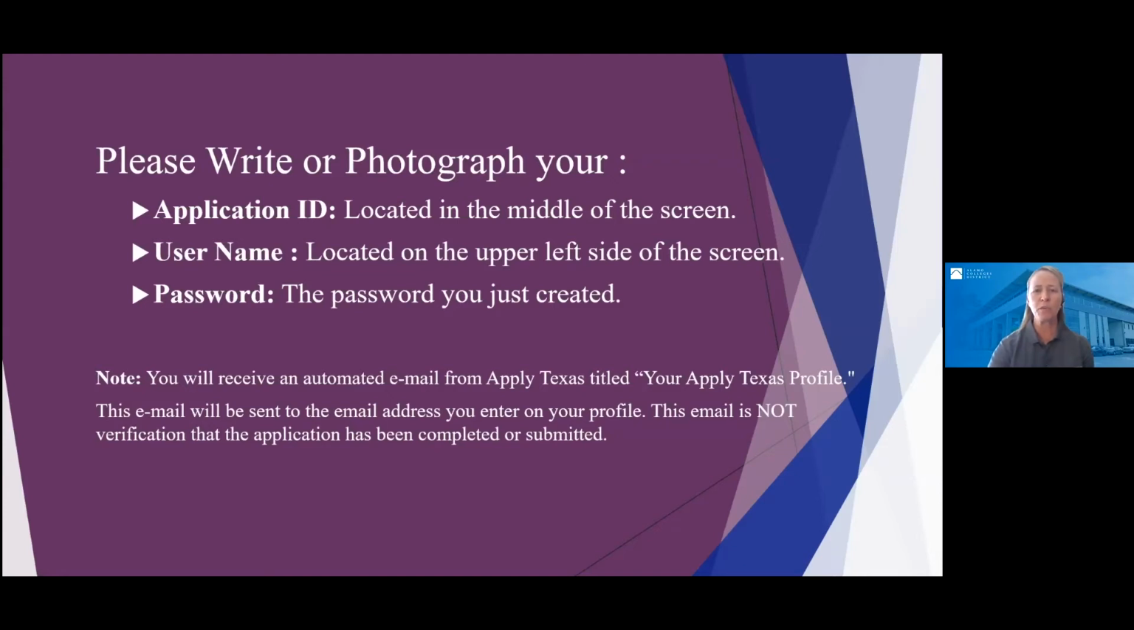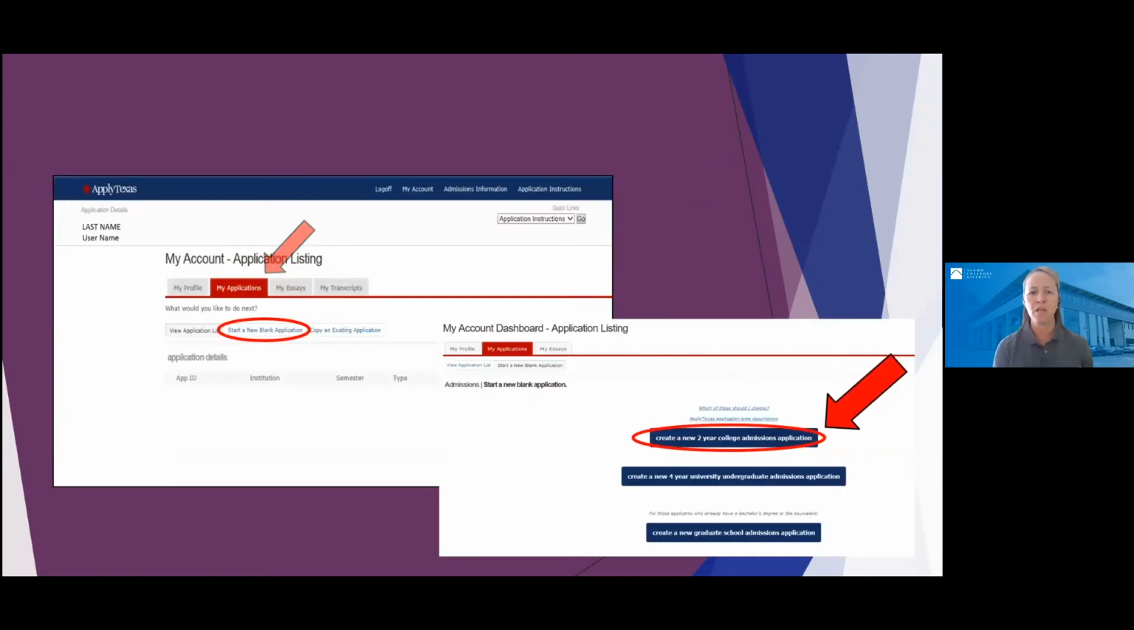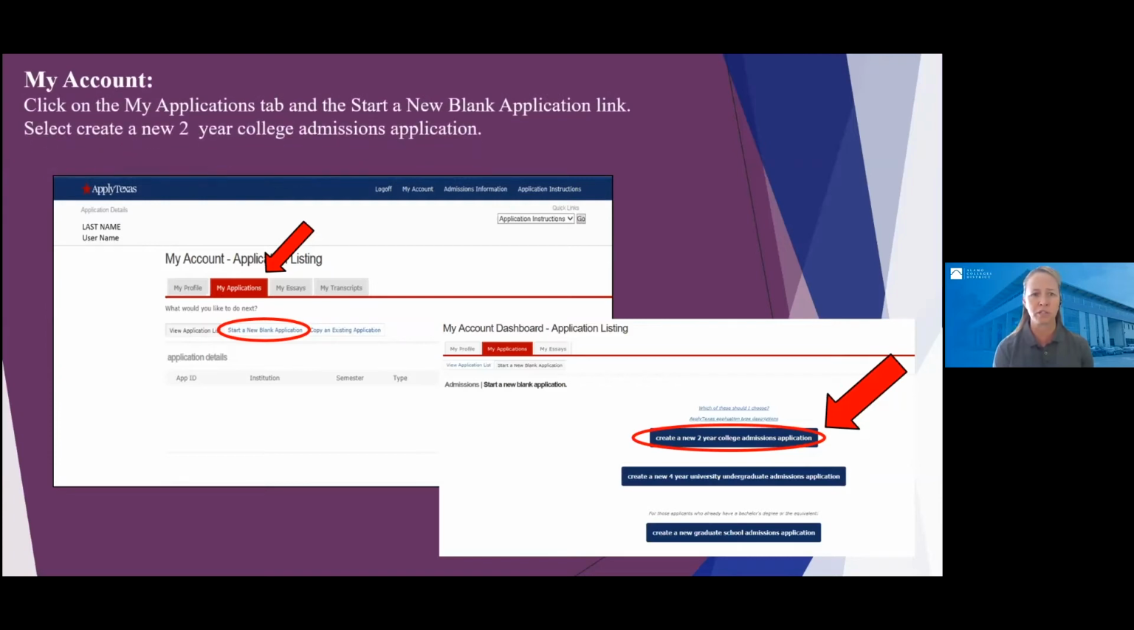You will also be sent an email from Apply Texas. This is just information stating that you have completed your profile as well as the application. You are now ready to complete your application to the Alamo colleges. Please click on My Applications. You are then going to click on Start a New Blank Application.